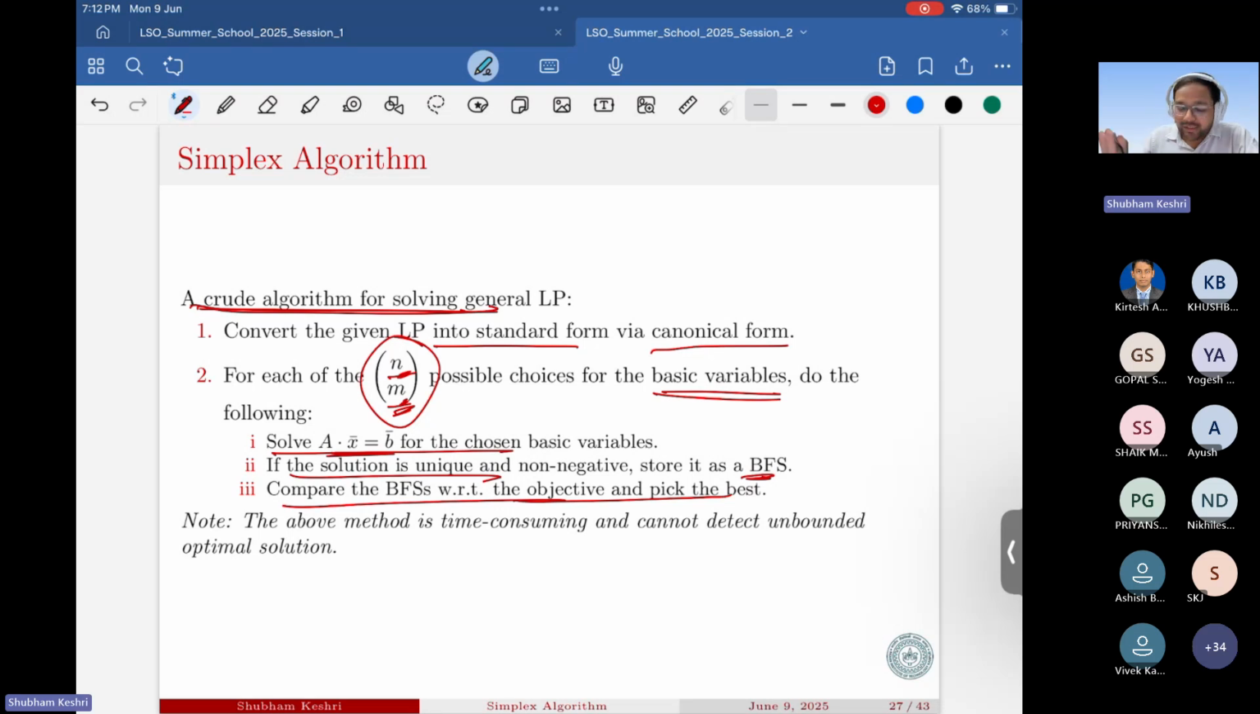Okay. So this is a crude algorithm. You see, there are disadvantages of this algorithm. This is very time consuming.